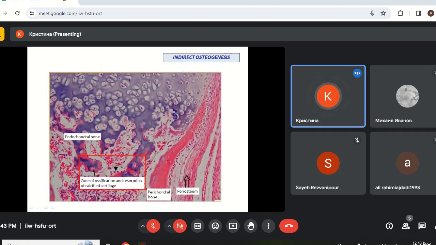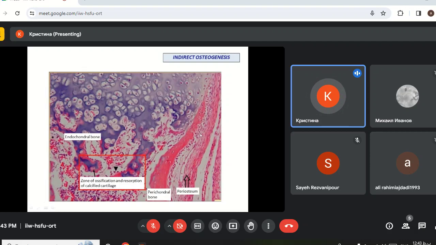Another example of the same preparation. This is the periosteum. Its outer fibrous layer, inner osteogenic layer. In this area it is called periosteum, but in this area it will be called perichondrium, because here no bone tissue is seen, only cartilage tissue. It is the area of the epiphysis.